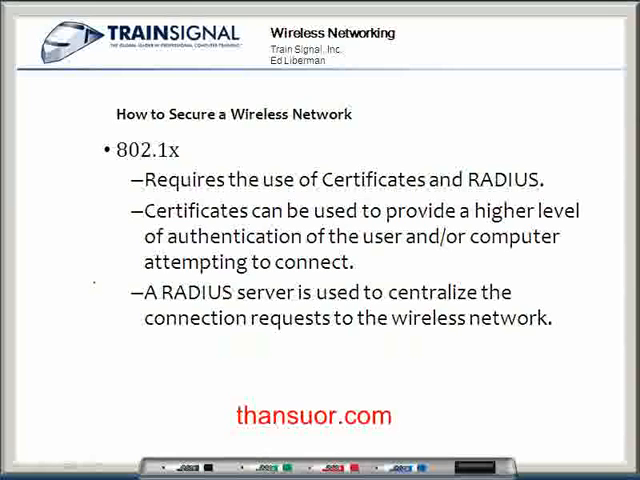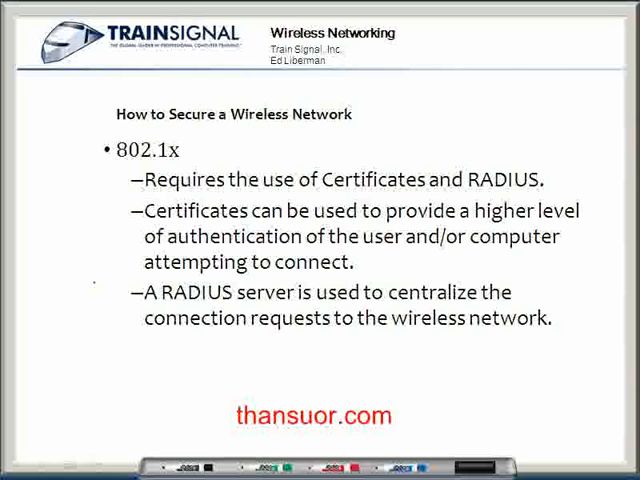Now, if WPA is not secure enough for you, if you really need to know that you have absolute lockdown on your wireless network, you can use what's called 802.1x. Now, 802.1x is not exclusively for wireless networks. You can use it for access to your network of any kind.